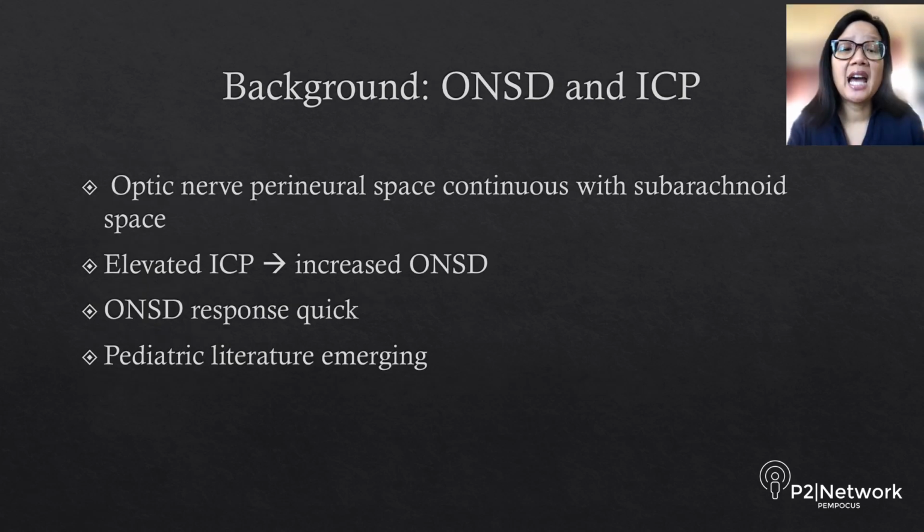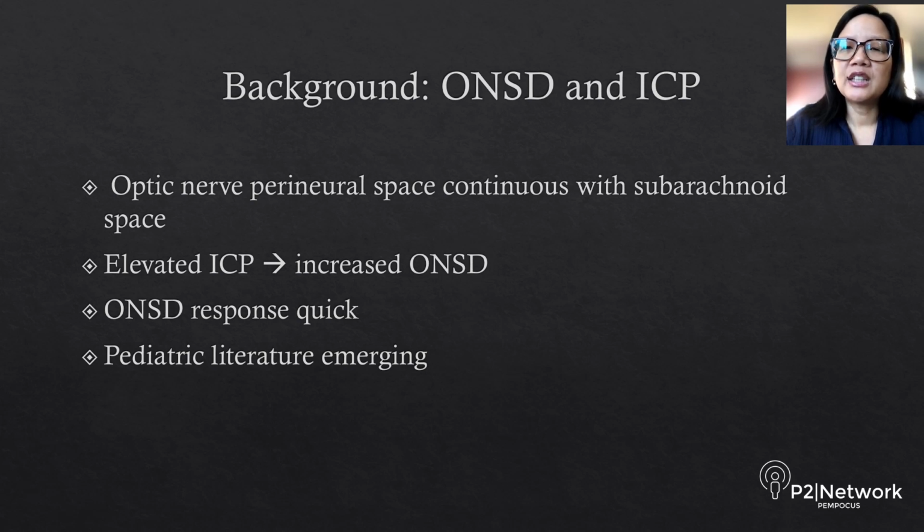To briefly review the anatomy behind this, the optic nerve perineural space is continuous with the subarachnoid space. Because of this, changes in ICP are reflected in the diameter of the optic nerve sheath. When ICP increases, optic nerve sheath diameter increases. The response is quick, usually within minutes, and there's good data from the adult literature supporting the use of ultrasound measured optic nerve sheath diameter to detect elevated ICP. Data in the pediatric population is less definitive, and this may be because of several pediatric specific factors, which we'll discuss later in this talk.